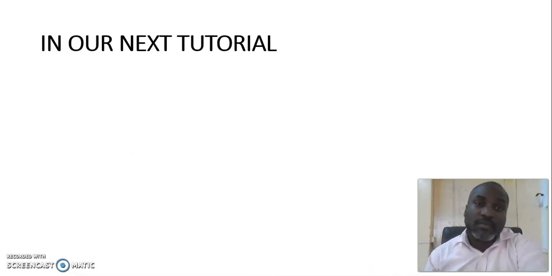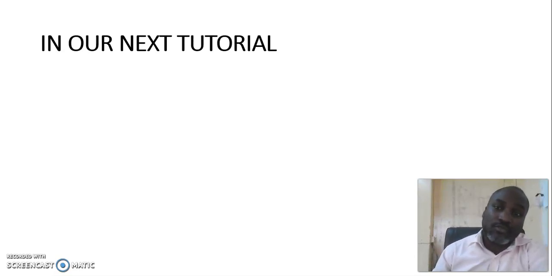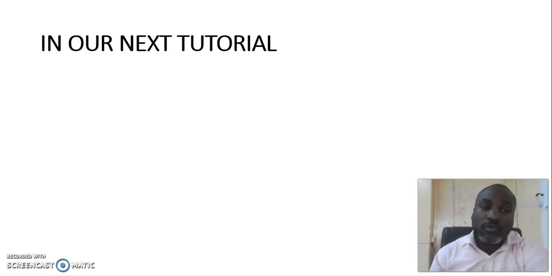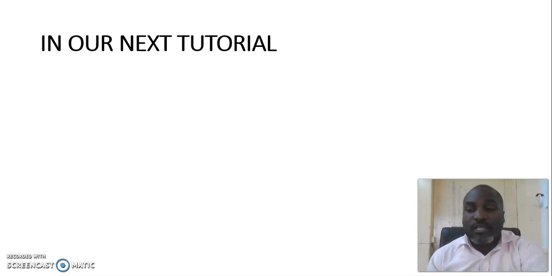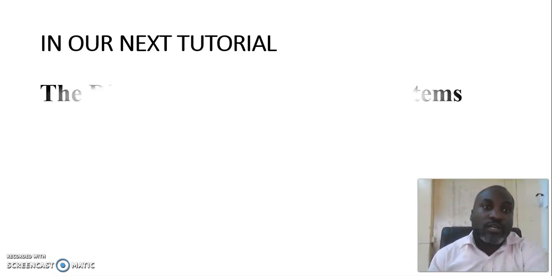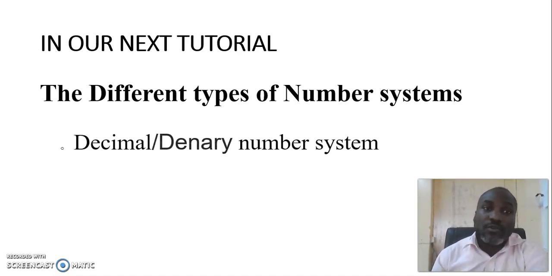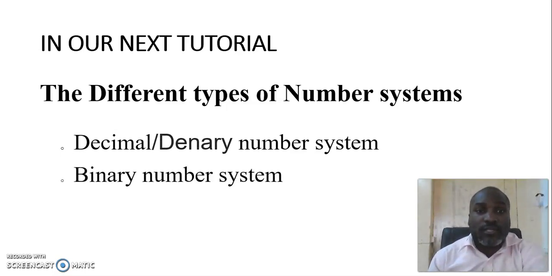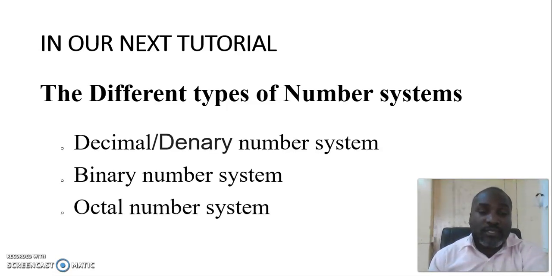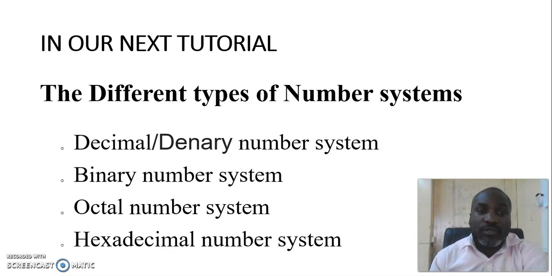Now, this brings us to the end of our first tutorial, and I hope it was clear. In our next tutorial, we are going to look at the different types of number systems that exist. We're going to focus on 4 main ones: the decimal number system, then the binary number system, the octal number system, and we're going to end with the hexadecimal number system.